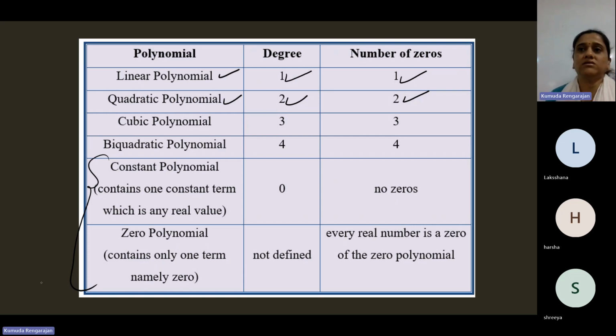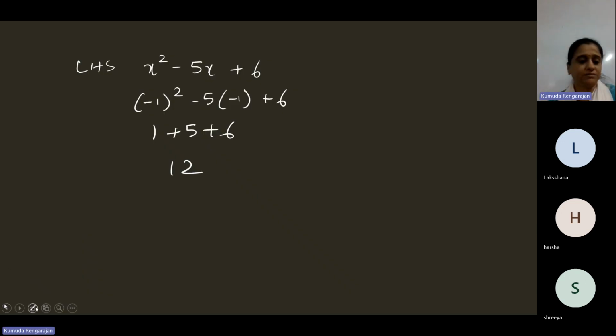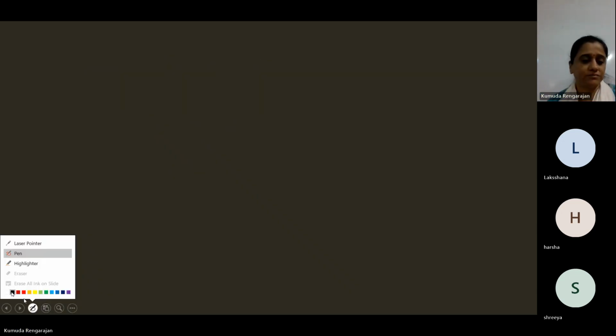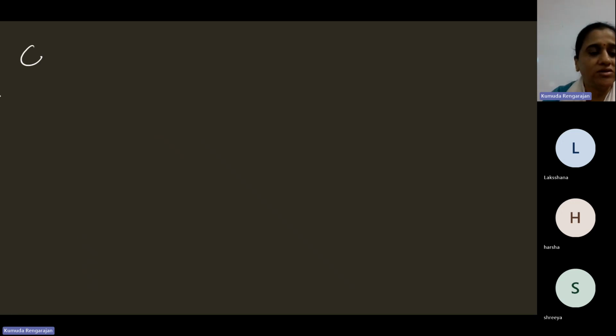And what is the 0 polynomial? 0 is the 0 polynomial. So that we know. Now we're trying to understand the degree. We are trying to understand the degree of a constant polynomial, the degree of a 0 polynomial, the number of zeros of a constant polynomial, the number of zeros of a 0 polynomial. Right? Listen carefully. Now let's see constant polynomial.